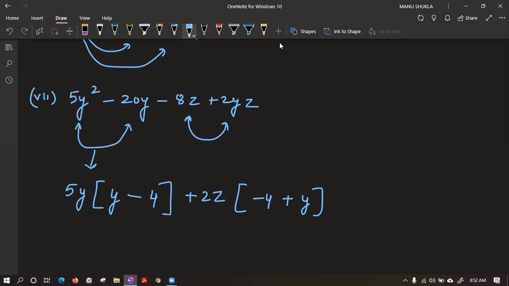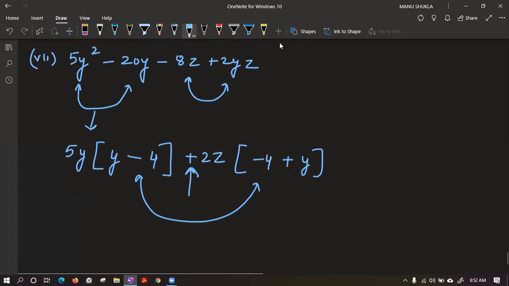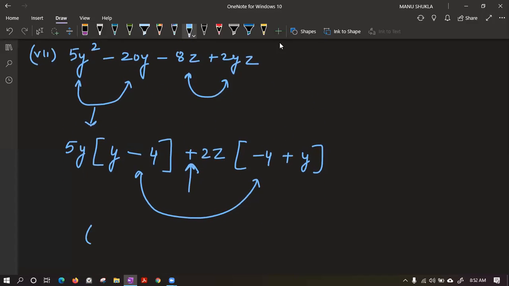So you can observe now. And class, do observe this thing. I have taken common plus 2z. Okay, it is not multiplying in this thing. So this thing is common. So we have y minus 4 times 5y plus 2z. Okay, that's it.